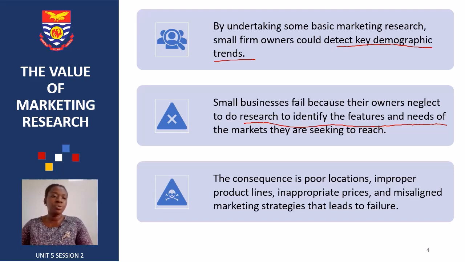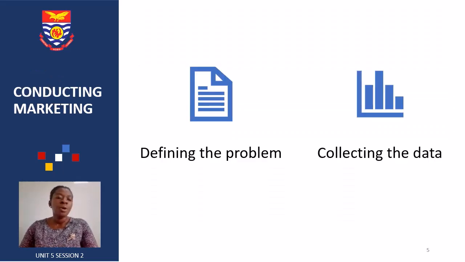And so for us to be able to conduct a good marketing research, we first need to define the problem. What do we really want to solve? What are we trying to target? What are we really trying to find out in that market? When we have that objective or that thing we want to do, that is what is going to direct us in our marketing research. And then once we've been able to define the problem, then we can go on to collect data regarding that problem to help us.